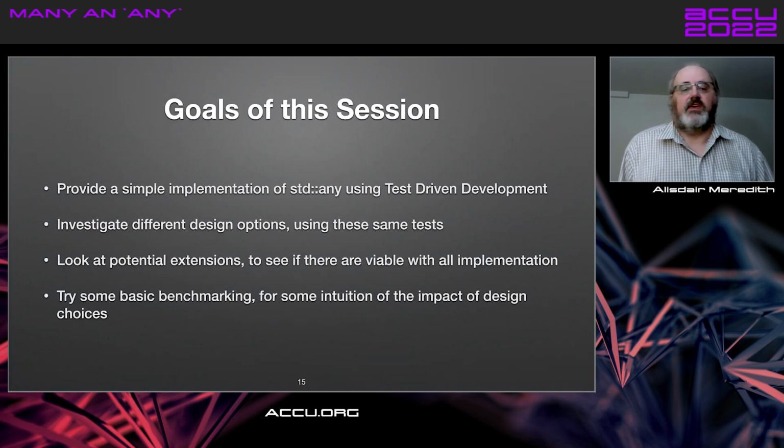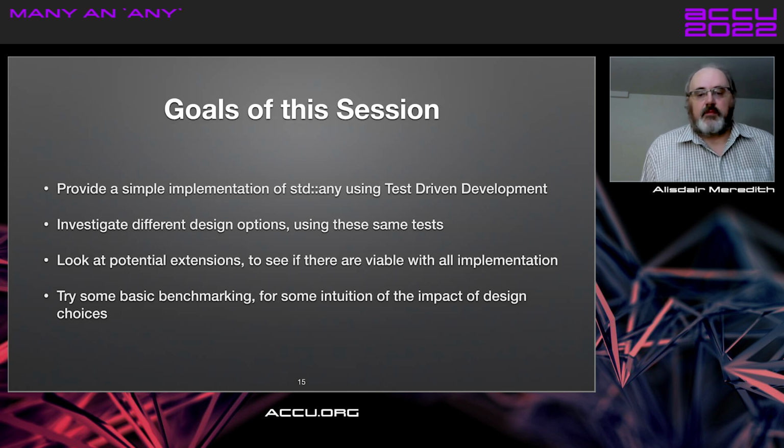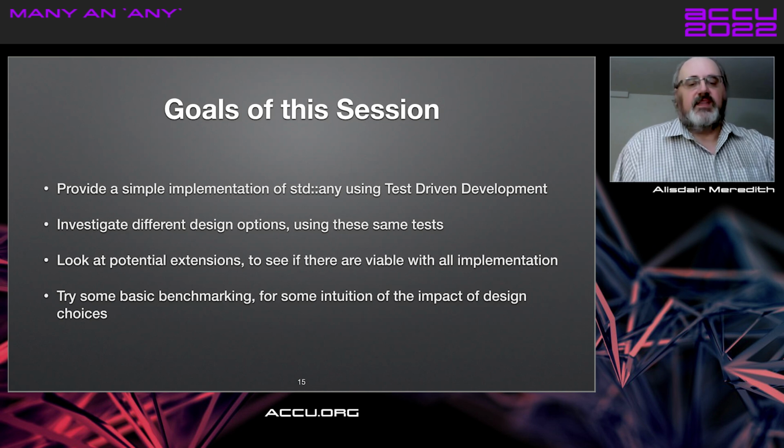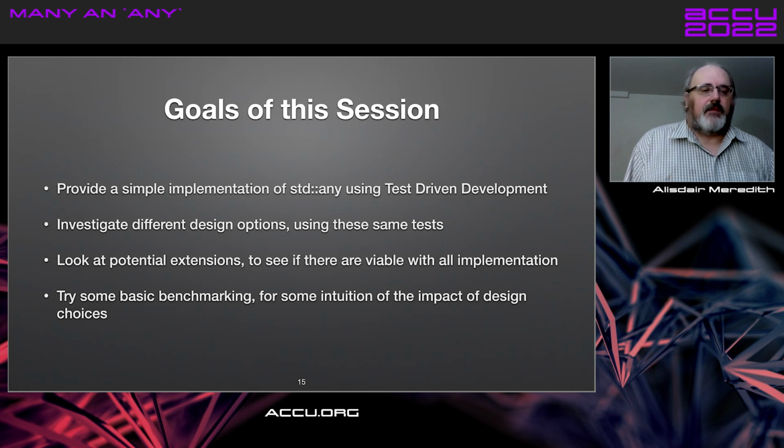So the goals of this session: I'm going to provide a simple implementation of standard any, the simplest possible implementation, the easiest one I can imagine, using the test-driven development theme. Once I've got that working, I'm going to investigate some different design options that I can then run through my test harness, looking at different ways I might optimize different aspects of the design. Once I'm through with all that, I'm going to look at some potential extensions I was thinking of that we could bring to standard any if we wanted to do more work there in the future.